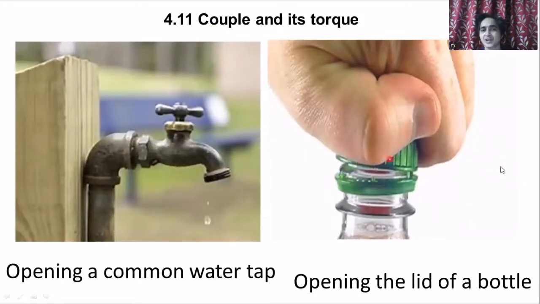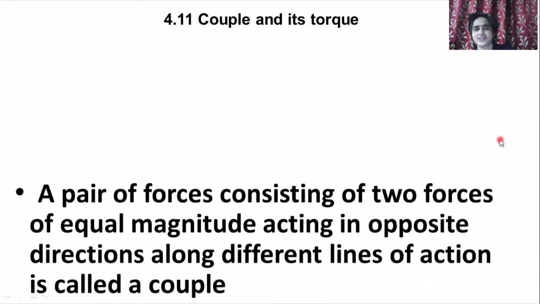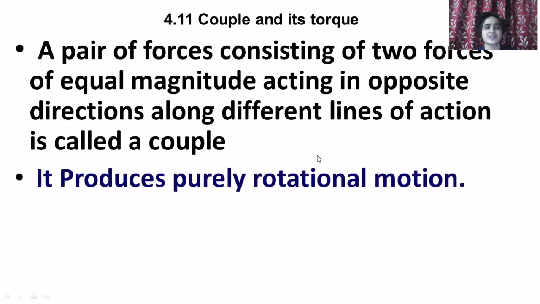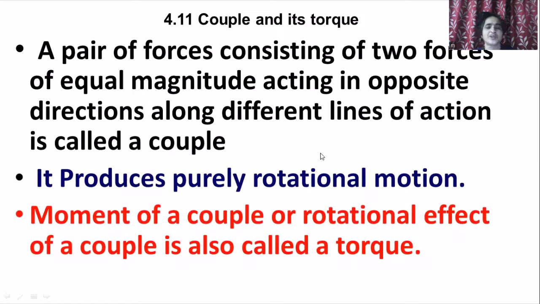So such two equal and opposite forces form a couple. We shall see the definition of couple. A pair of forces consisting of two forces of equal magnitude acting in opposite directions along different lines of action is called a couple. See, what we have noticed is it will produce purely rotational motion. And moment of couple or rotating effect of a couple is also called a torque. We need to find out the magnitude of the torque, that we shall see now. I repeat, moment of couple or rotational effect of couple is also called torque.